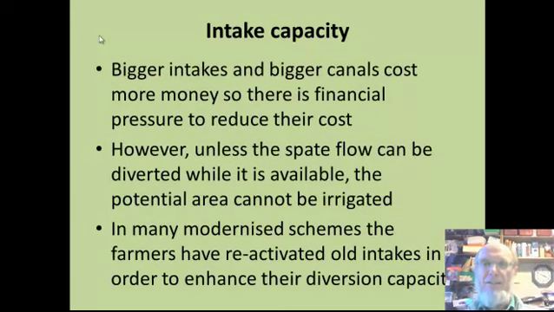Intake capacity is another problem with many of the modernised spate irrigation schemes. Because bigger intakes and bigger canals cost more money, there is a financial pressure to reduce their cost and therefore their size. However, unless the spate flow can be diverted while it is available, the potential area cannot be irrigated before the flood is over, because the peak part of the flood just goes on downstream. We will see that in many modernised schemes, the farmers have actually reactivated old intakes in order to enhance their diversion capability.